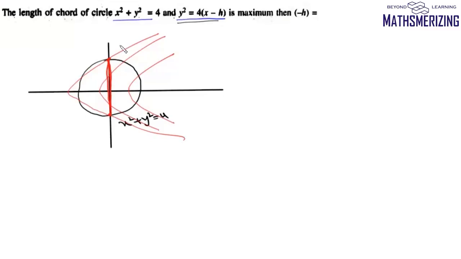So that means in that case, this parabola should pass through these 2 points. So what is this point? This point is (0, 2) and this point is (0, -2). So this parabola should pass through (0, 2). We just put the value of x and y, so we'll get 4 equals 4 times minus h. So what is the value of minus h? The value of minus h in this case is simply 1. So the length of this chord of the circle and this parabola is maximum when the value of minus h is simply 1.